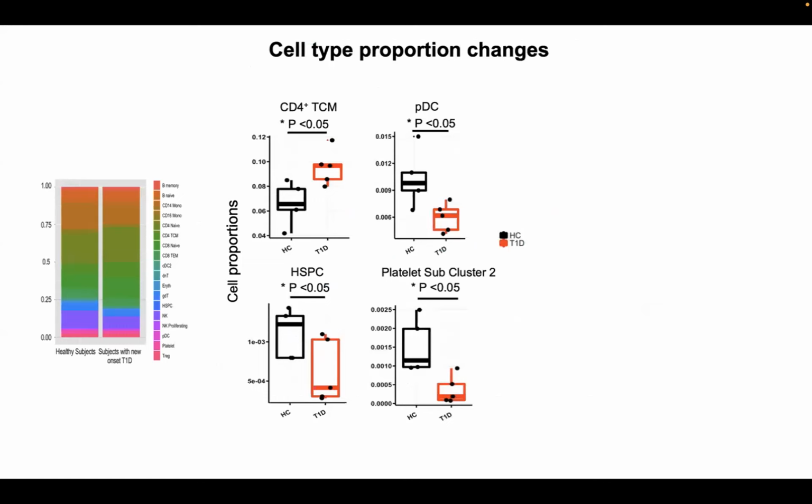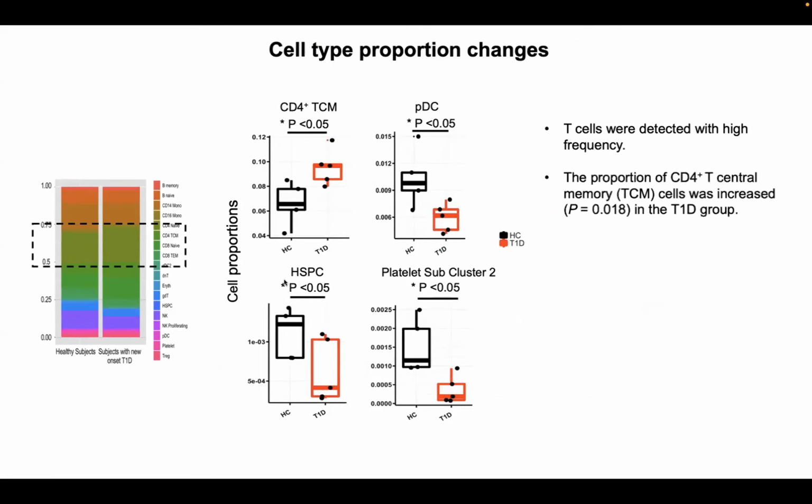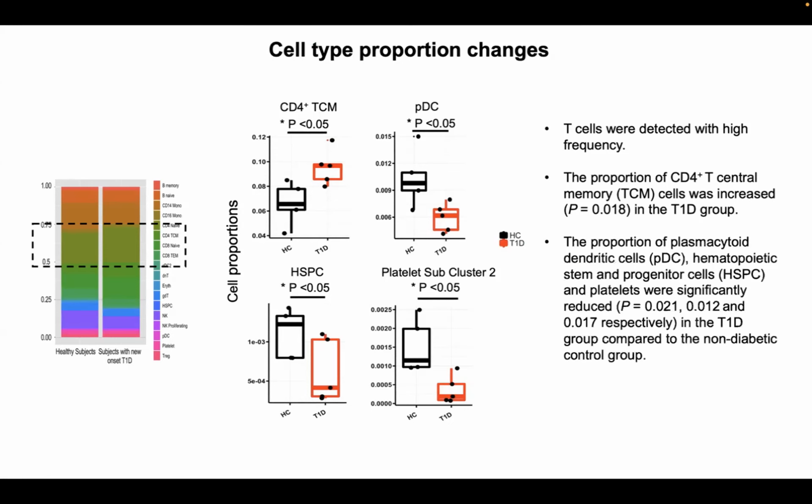Firstly, we checked the cell type proportion change between the healthy state and the T1D onset. We can see that T cells are detected with very high frequency, around 20 to 30% among the blood. When you look at the cell proportion change, you can find the proportion of the CD4 TCM cell was increased in the T1D group, and the proportion of plasmacytoid dendritic cells, hematopoietic stem progenitor cells, and platelets was reduced in the T1D group when compared to the healthy status.